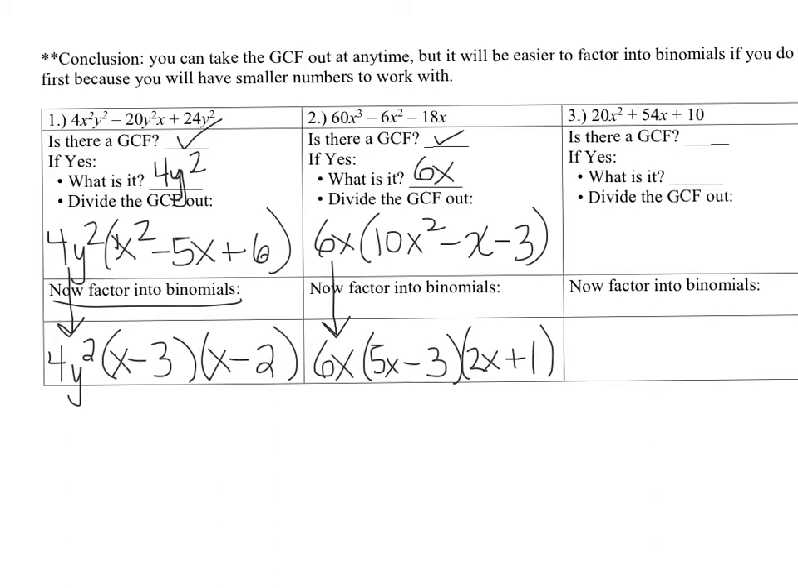And again, how does this work? If you did FOIL with all of this times this times this times this, that would bring you to this trinomial. And then when you distribute that 6x in, that's going to bring you back to the original answer. So both of these answers have 3 factors in the answer. All right? Stop the video and try the next one on your own.